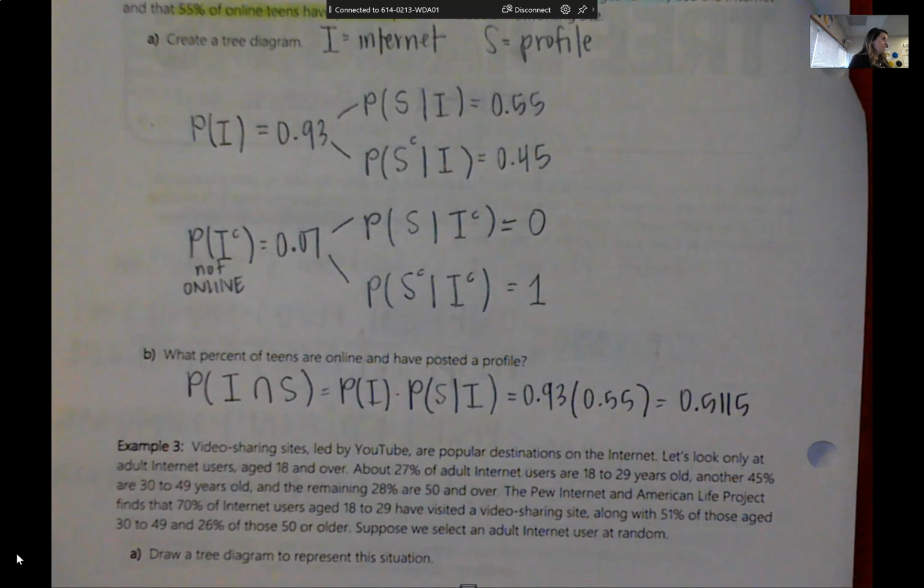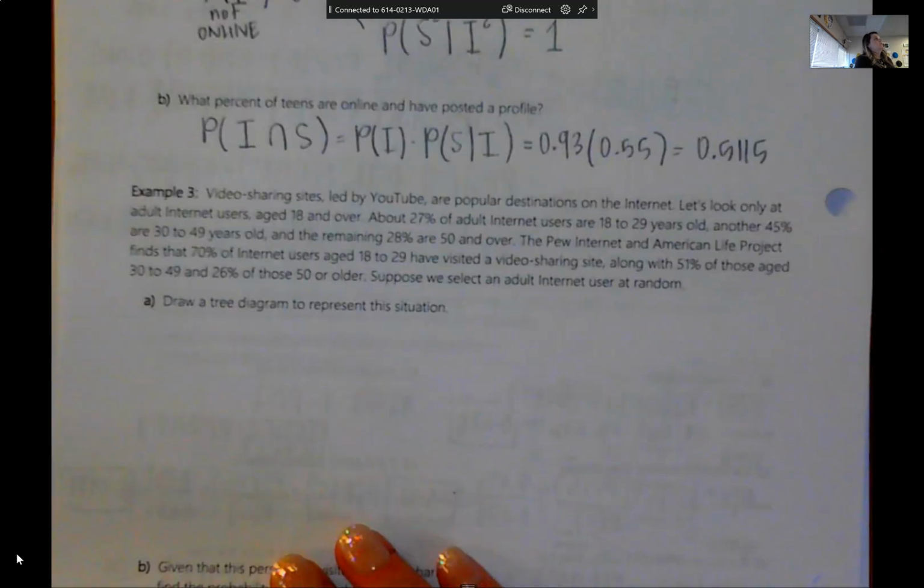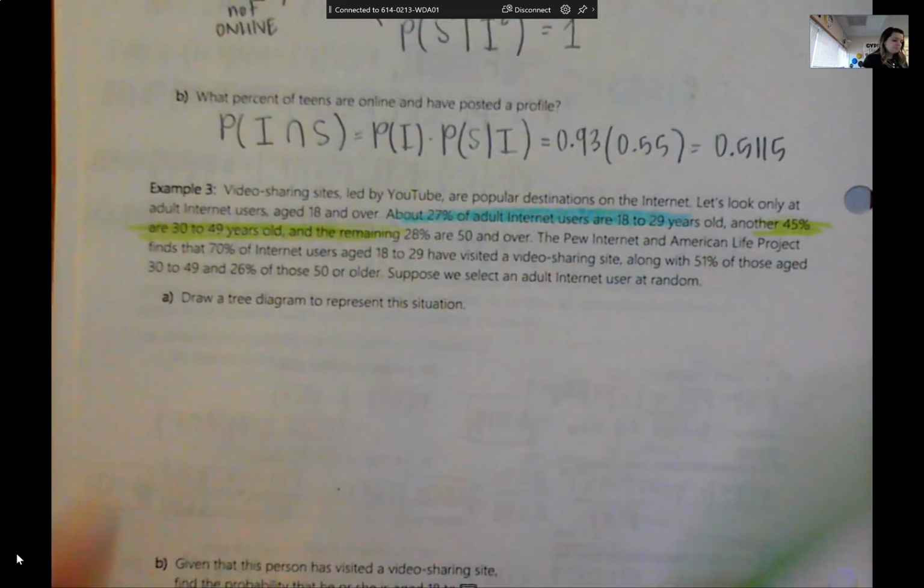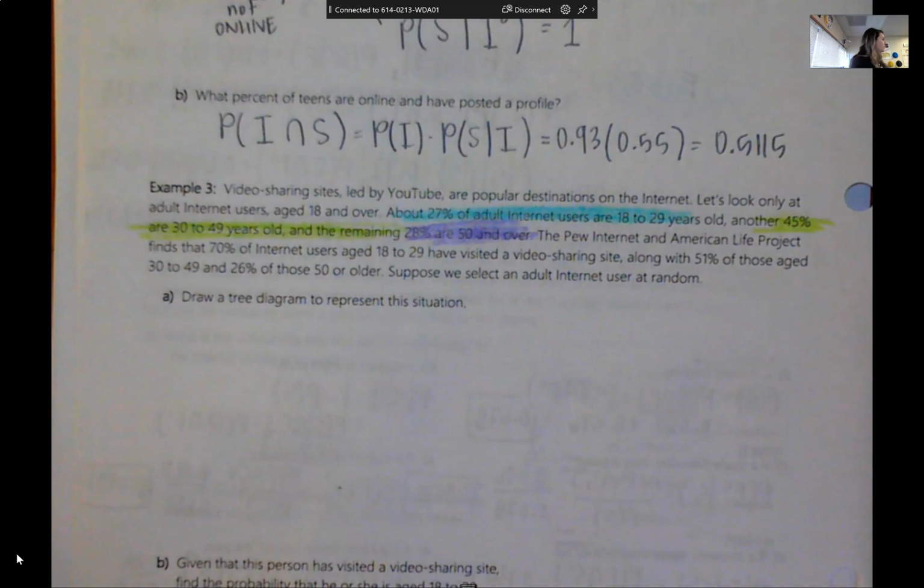You're hanging in? Okay, next one. Now we're going to be on the internet and go into like a YouTube site. So video sharing sites led by YouTube are popular destinations on the internet. Let's look at only adult internet users aged 18 and over. About 27% are 18 to 29. Okay, there's my first one. About 47%, just kidding, 45% are 30 to 49. And the remaining 28% are the oldies but goodies, 50 or older.